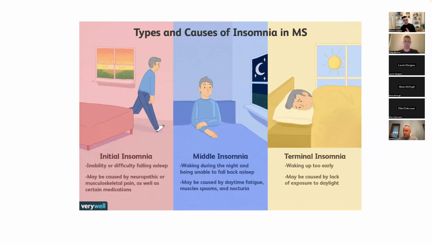For initial insomnia, you have many options: melatonin, histamine antagonists, serotonin antagonists, dopamine antagonists, and orexin antagonists. So you have many more treatments for initial insomnia than you do for middle insomnia and terminal insomnia. Just keep that in mind. Initial is a little bit easier to treat.